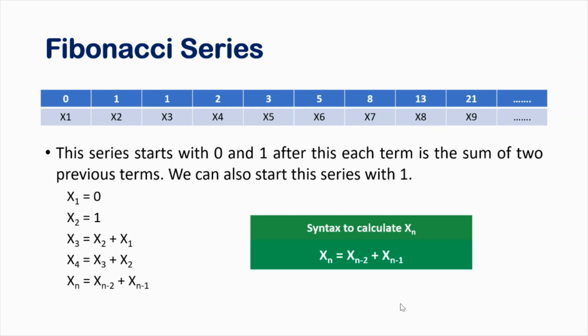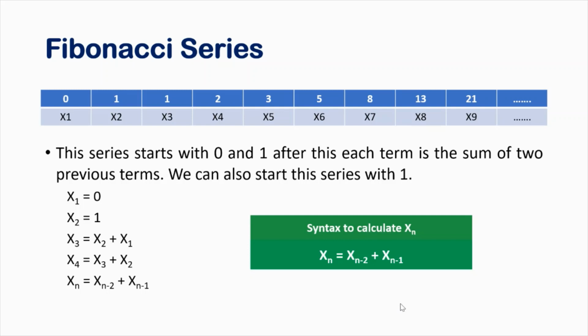So after that, how can we calculate the third number, fourth number, fifth number, sixth number, seventh number, and so on? We will start with the third number. The Fibonacci of the third number will be the sum of the Fibonacci of the second number and the first number. That is the previous two numbers. For third, the previous are second and first.